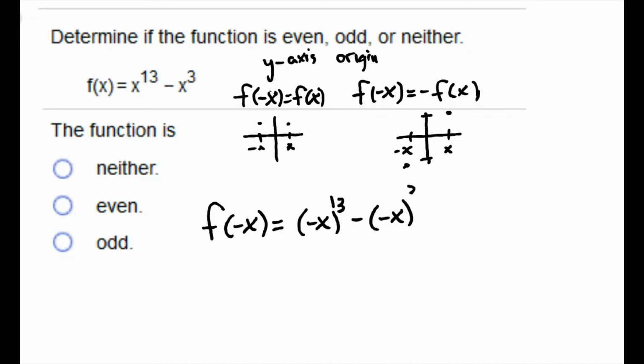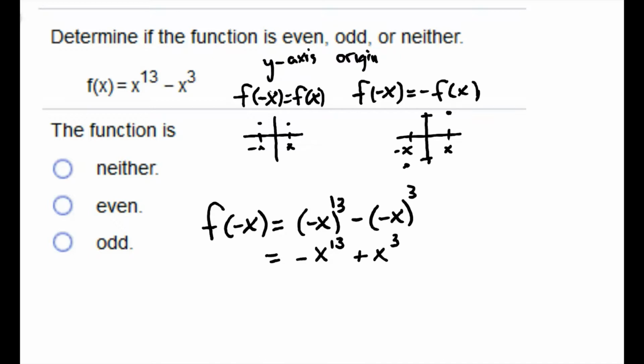So if I substitute a negative x in, I get negative x to the 13th minus negative x to the 3rd. To simplify, this would be negative x to the 13th and plus x to the 3rd. That's because negative x to the 13th has an odd number of negatives, so that's still going to be negative. And negative x to the 3rd has an odd number of negatives, so that will still be negative. And because of this other negative, negative and negative become a positive.